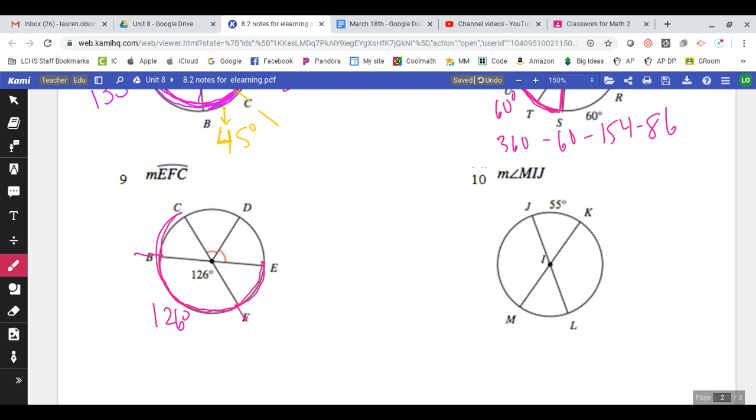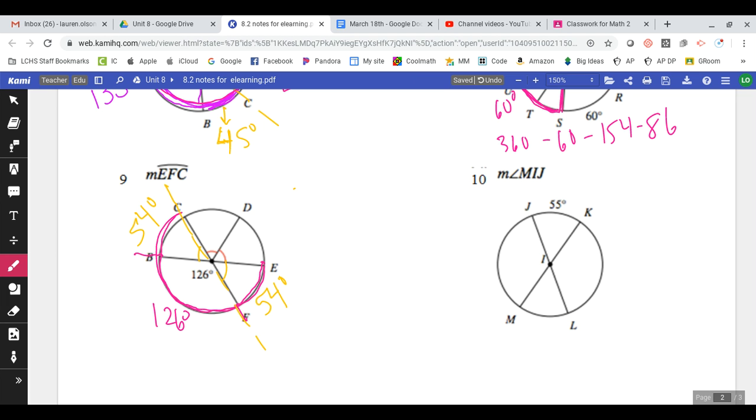So since I don't have a lot of numbers, I want to start thinking about diameters again. You can see diameters in lots of different places. I'm just going to put the one that I see first right through here. So I see that that is a diameter. It cuts my circle in half. So if I take 180 minus 126, I would say that this would then be 54 degrees. I also see that these two angles are vertical, so this is also 54 degrees.